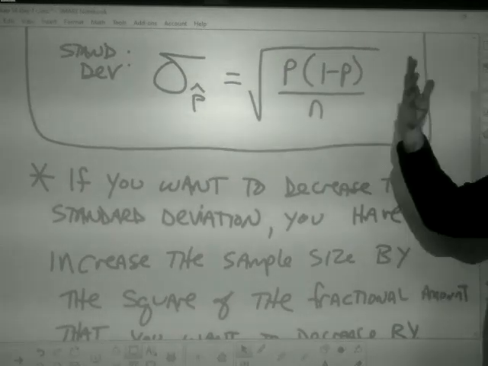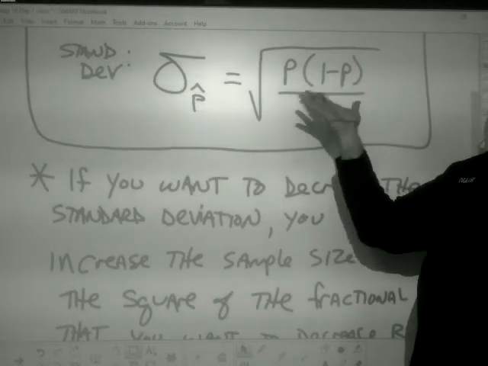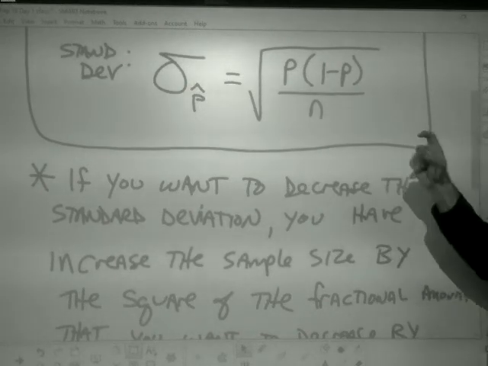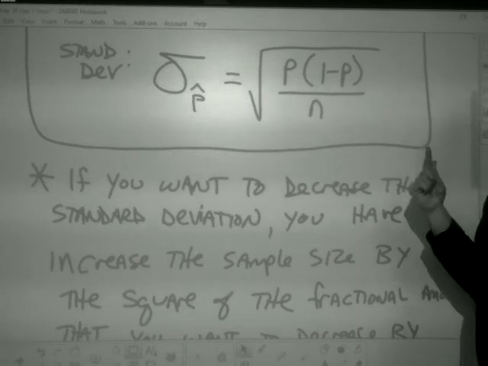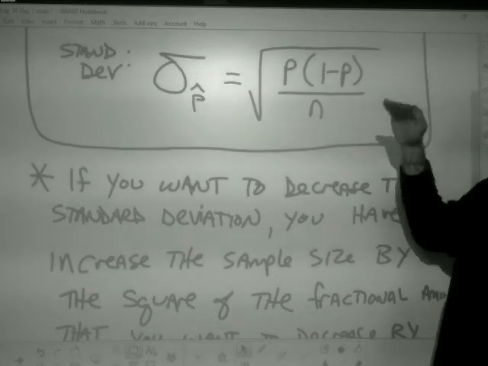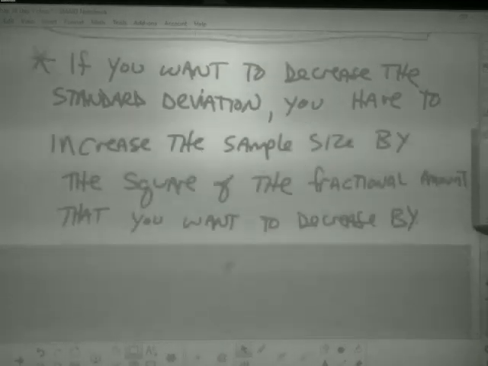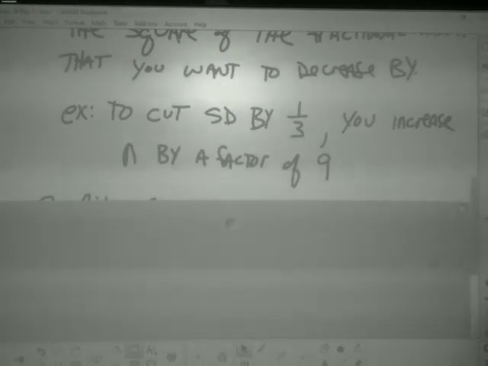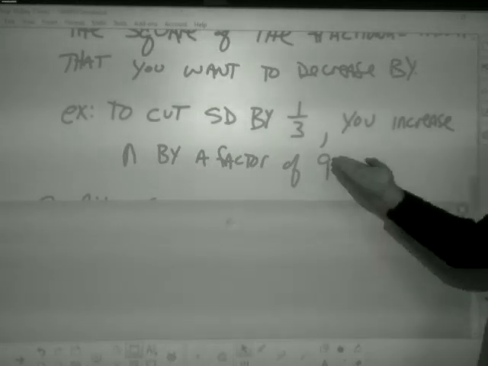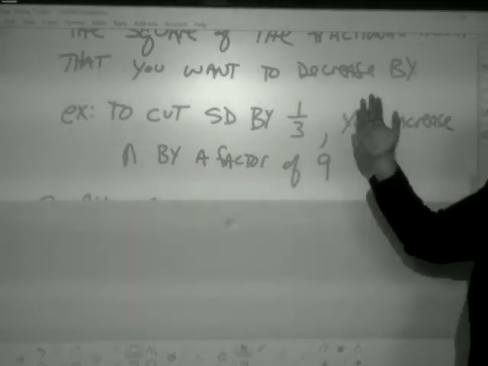If you want to get this 1/3 as large, well, the denominator is a 3. Square the 3, you would multiply your sample size times 9 to get it to cut into 1/3. So, to cut standard deviation by 1/3, you increase n by a factor of 9. Whatever it is, multiply times 9, and your standard deviation will be 1/3 as large.